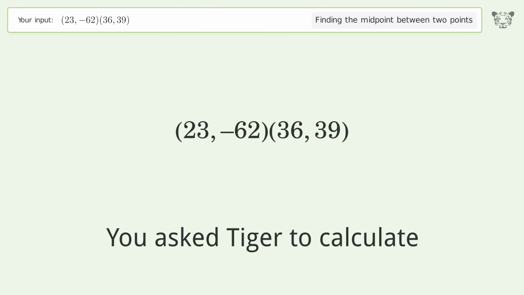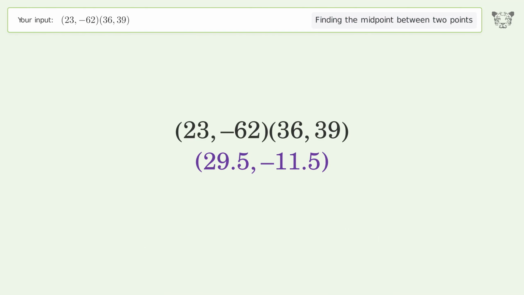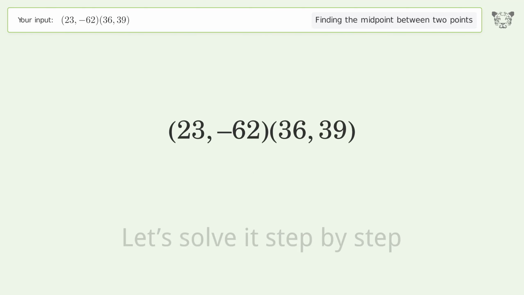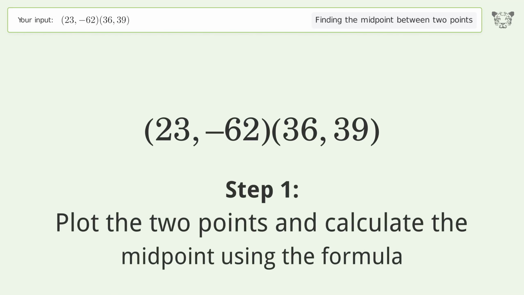You ask Tiger to calculate. This deals with finding the midpoint between 2 points. The midpoint between the 2 points is 29.5, negative 11.5. Let's solve it step by step. Plot the 2 points and calculate the midpoint using the formula.